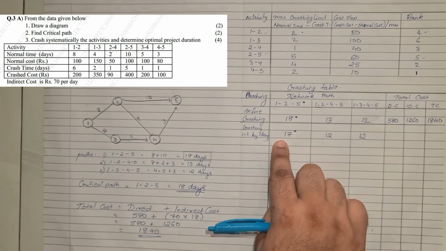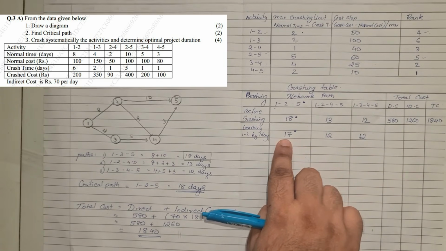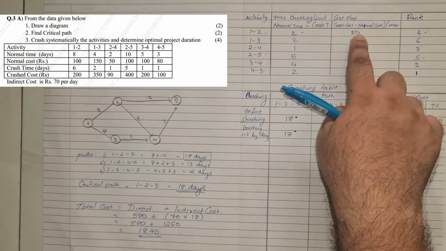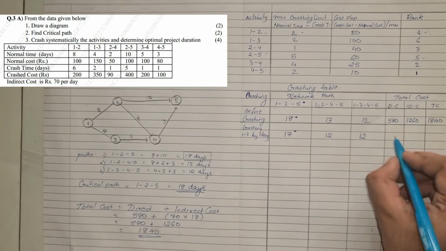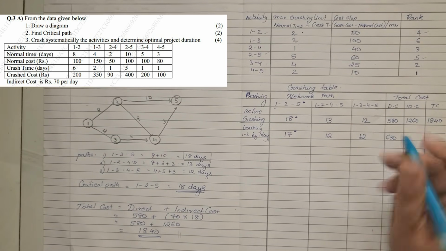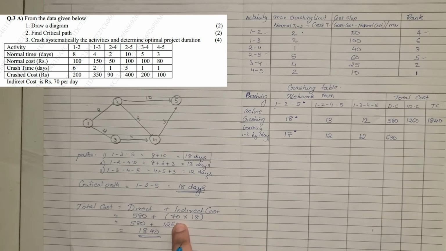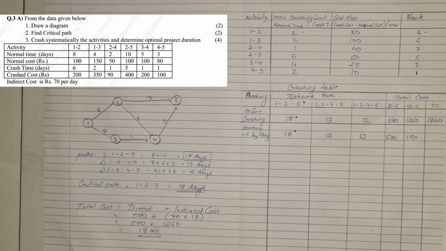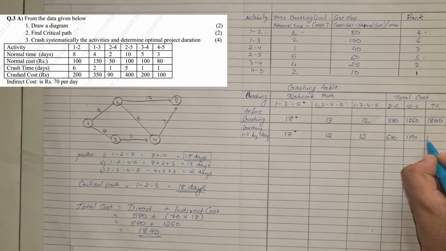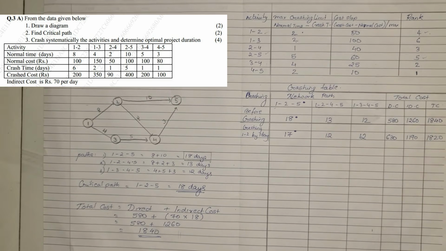The critical path is the most important thing here. Now we have crashed activity 1-2, the cost of which is 50. So 50 gets added to your direct cost: 580 plus 50 becomes 630. The moment 1 day reduces, your indirect cost will reduce by 70 rupees. So 1260 minus 70 becomes 1190. Adding 630, we get 1820. Cost is reducing, we need to solve further.